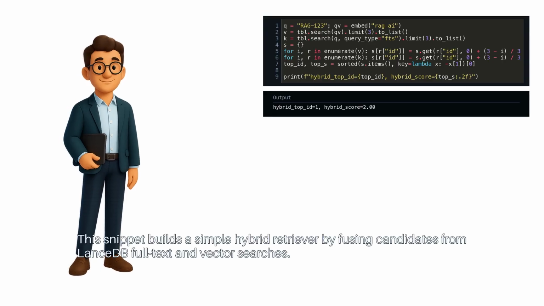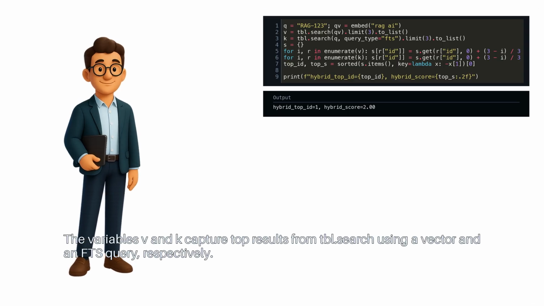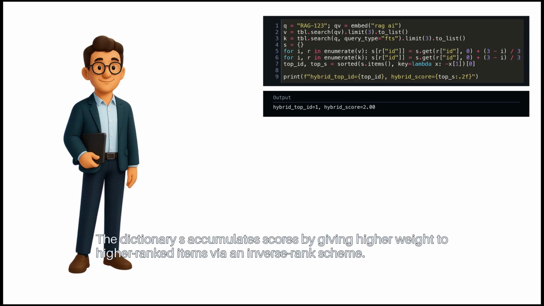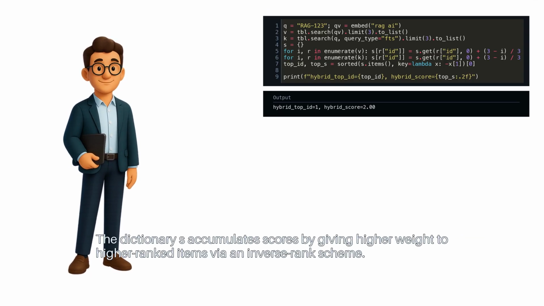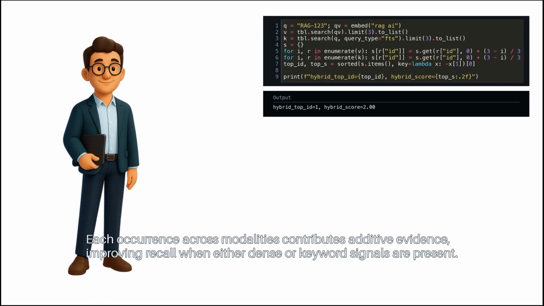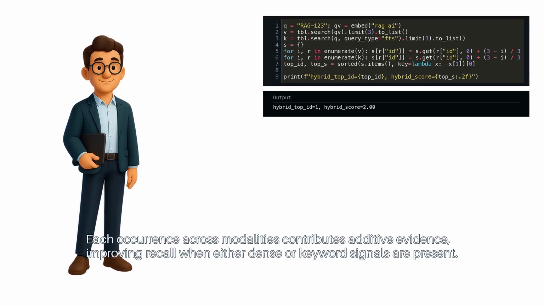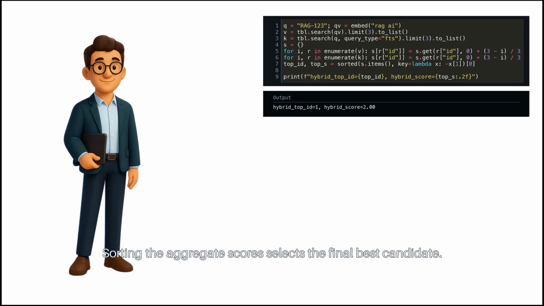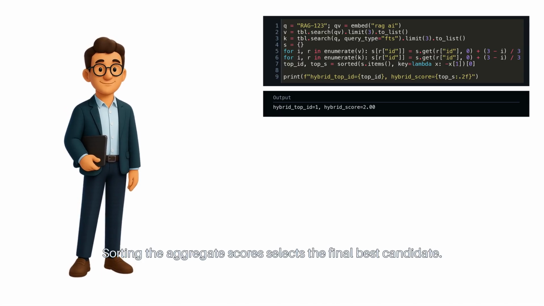This snippet builds a simple hybrid retriever by fusing candidates from LanceDB, full text, and vector searches. The variables v and k capture top results from tbl.search using a vector and an FTS query, respectively. The dictionary S accumulates scores by giving higher weight to higher ranked items via an inverse rank scheme. Each occurrence across modalities contributes additive evidence, improving recall when either dense or keyword signals are present. Sorting the aggregate scores selects the final best candidate.